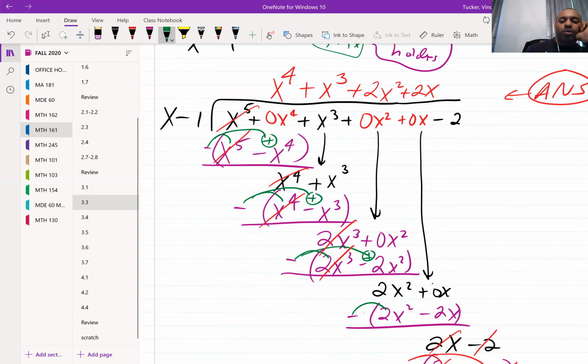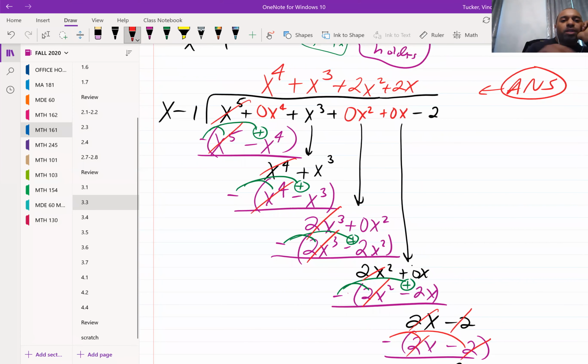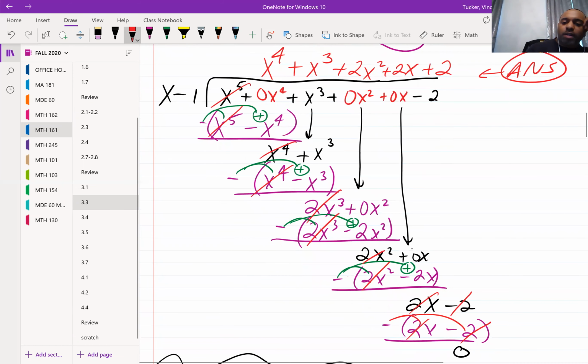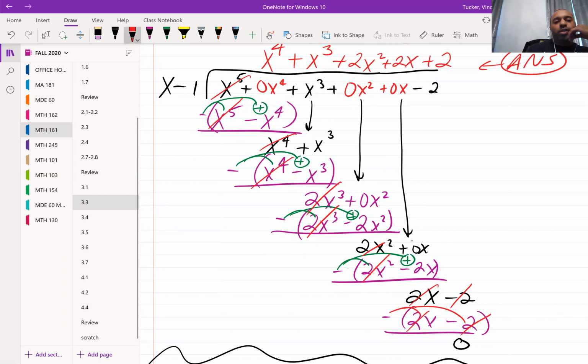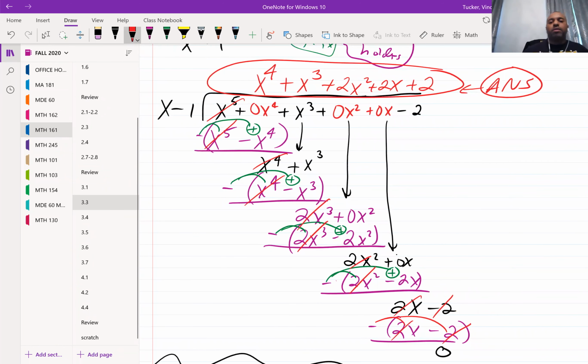Once again, we're going to distribute. Almost finished though. 2x squareds cancel. Then you say what times x will give me 2x, and that will be 2. Multiply the 2 to the x is 2x. And then 2 times -1 is -2. And you notice that each one of our terms will cancel out, leaving us a remainder of 0. So this right here would be the answer: x to the 4th plus x cubed plus 2x squared plus 2x plus 2. And we don't have a remainder.